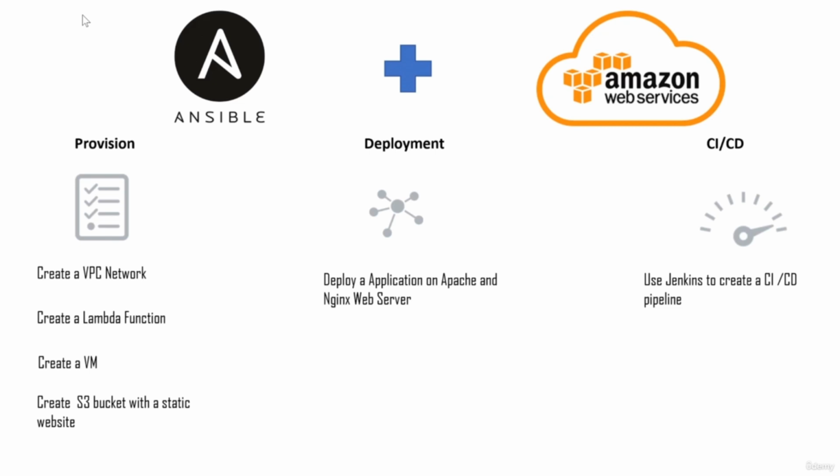And the third task that Ansible is really good at is that it can combine with tools like Jenkins to create a CI/CD pipeline. So these are the three main important tasks that Ansible does. That is, provision infrastructure, deploy applications, as well as combine with other tools to form a CI/CD pipeline.